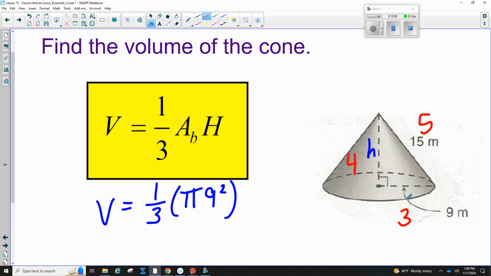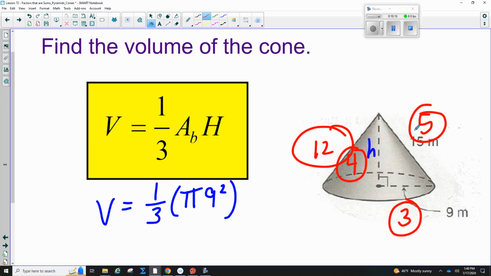By 3, right? So this is 3 times 3 is 9. This one is 5 times 3 is 15. So this one would be 4 times 3. So I know the height is actually 12 because it's just a 3, 4, 5 triangle all multiplied by 3. So if you can recognize that, it's just faster than Pythagorean theorem, okay? So my height is actually 12.